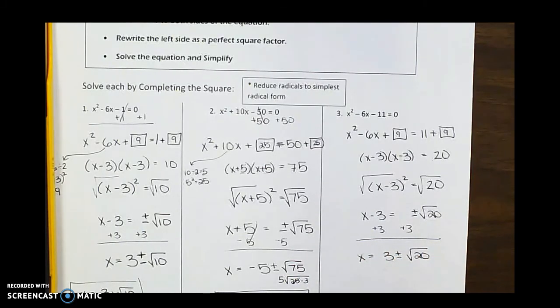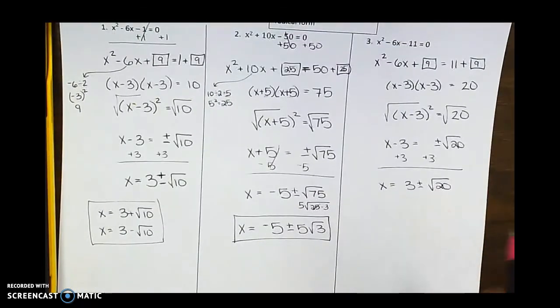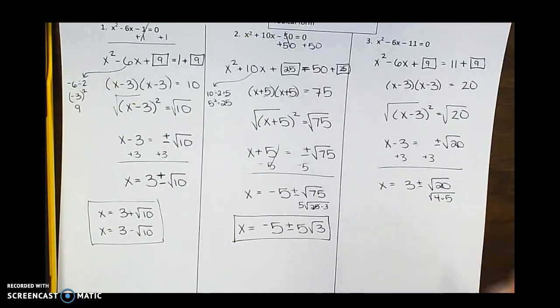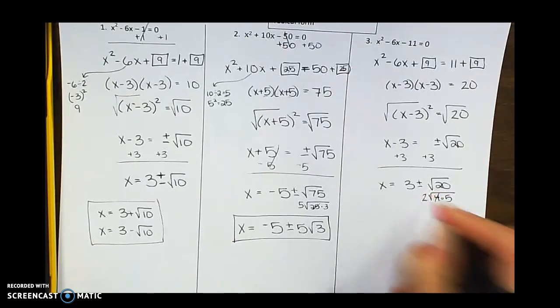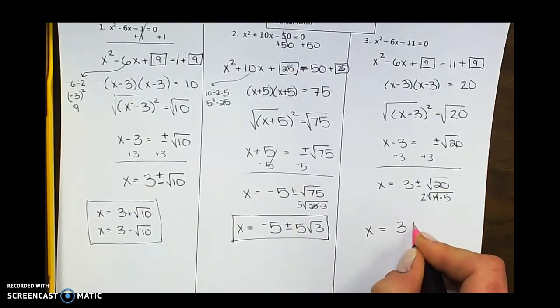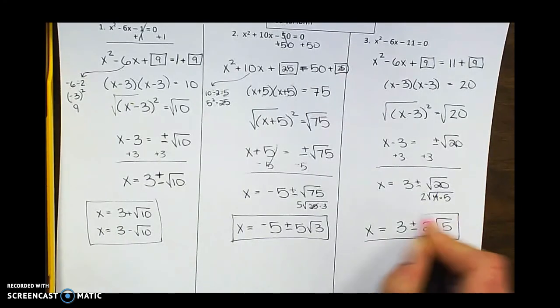All right, but we're not done yet. Radical 20, we can simplify that. So think of a perfect square that goes into 20. That's right, it's 4 times 5. We take the square root of 4, we get 2, and that goes to the outside. So our final answer here is x equals 3 plus or minus 2 radical 5.